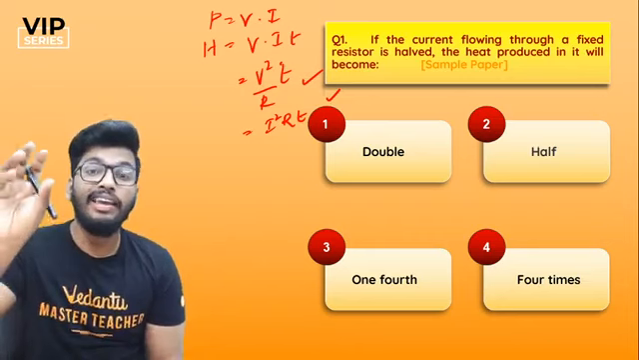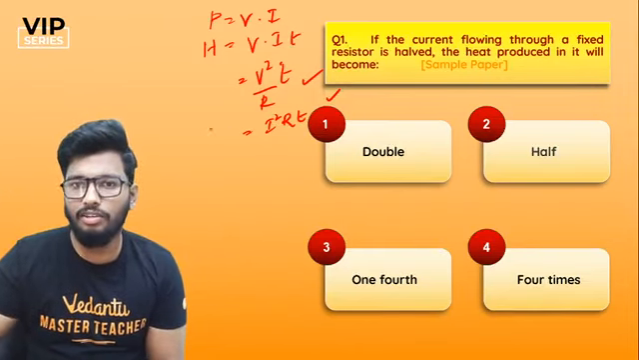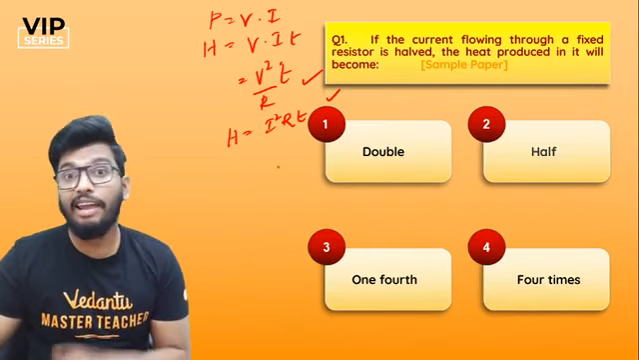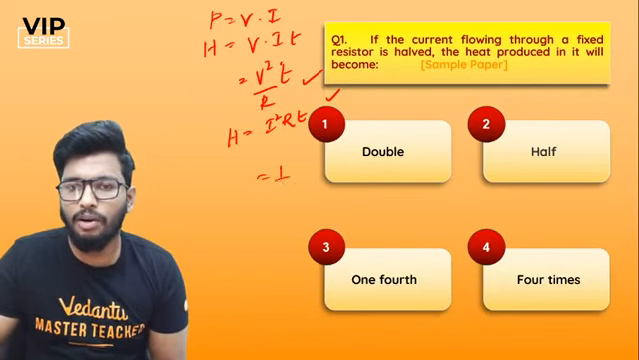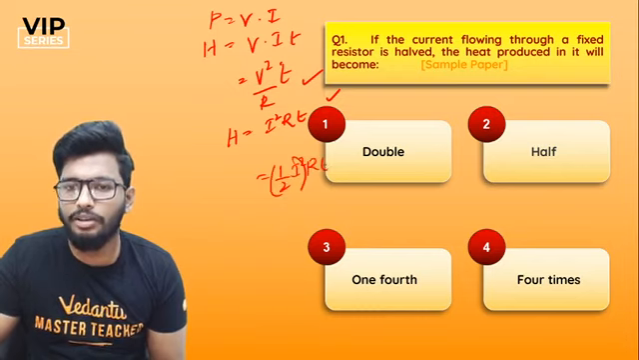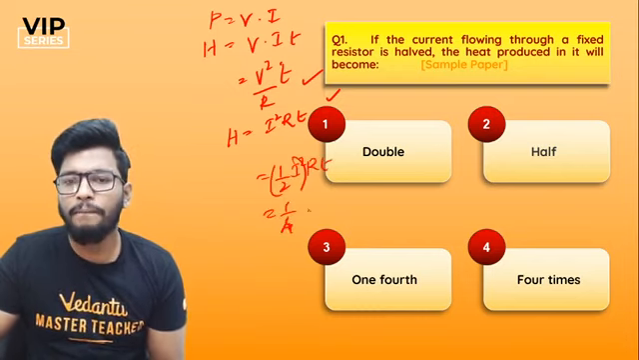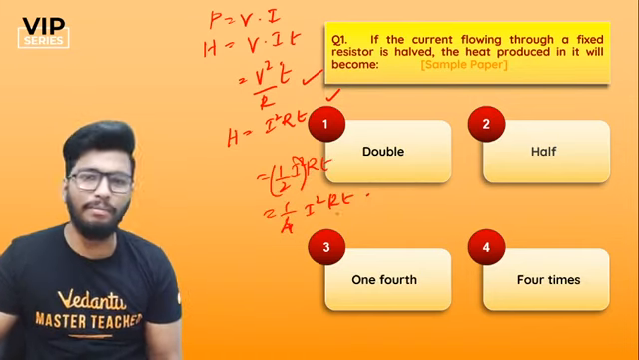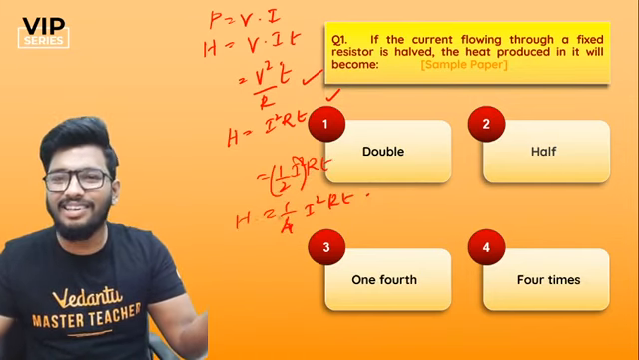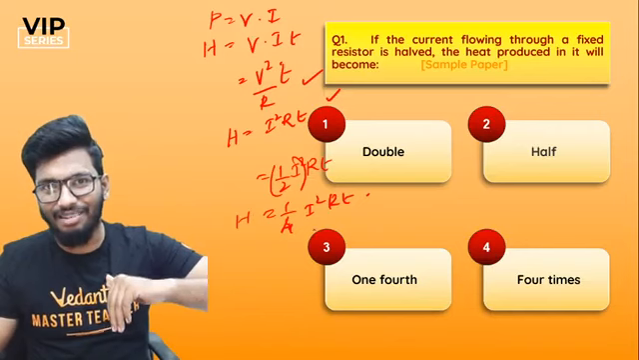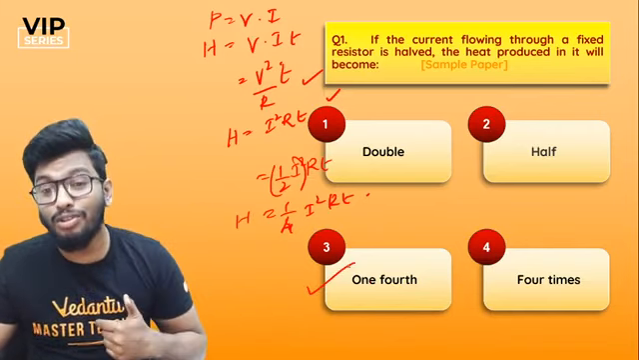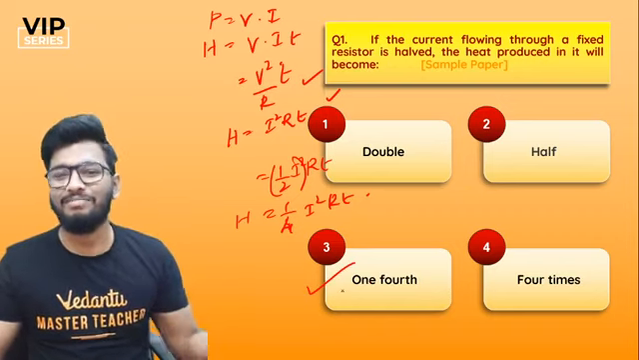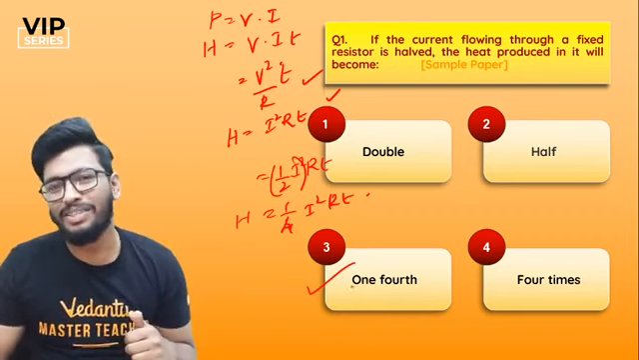Now, here they're talking of the current, so I'm going to use the third formula, that is I square RT. If the current is halved, what would be the heat produced then? It will be I by 2, whole square, multiplied by R into T. So it'll be 1/4 I square RT. So what happens to the heat energy? If the current is halved, then the heat energy produced would be 1/4 of the original heat energy. So the answer to that question is option number 3.